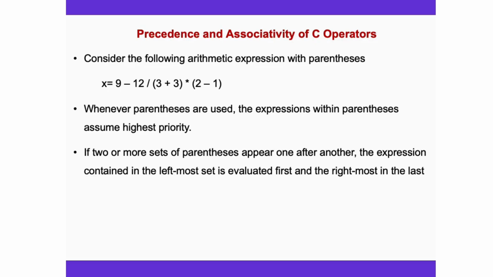Here we are going to see an example of how the operator precedence and associativity of C operators take place to solve the given expression. The expression is x equals 9 minus 12 divided by bracket 3 plus 3 bracket, multiplied by bracket 2 minus 1 bracket. Whenever parentheses are used, the expressions within parentheses assume the highest priority. We saw this point in our table in the previous slide. If two or more sets of parentheses appear one after another, the expression in the leftmost set is evaluated first and the rightmost is last. In our example, 3 plus 3 is evaluated first and then 2 minus 1. In the next slide, we will see how this is evaluated.